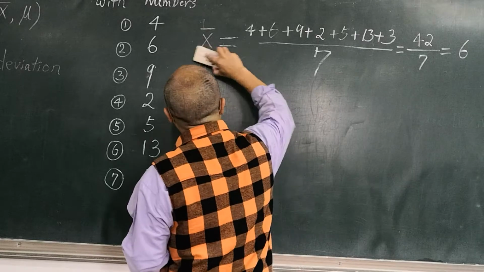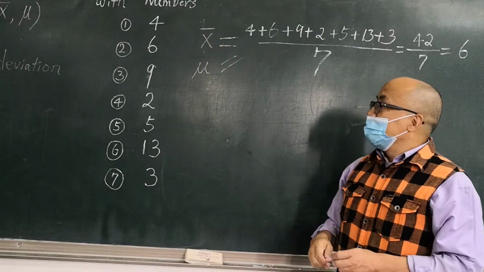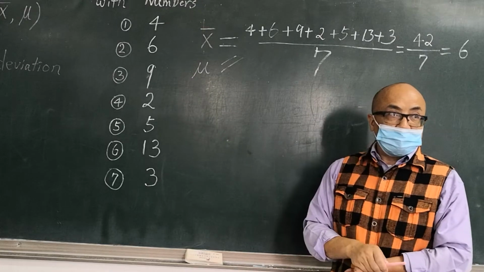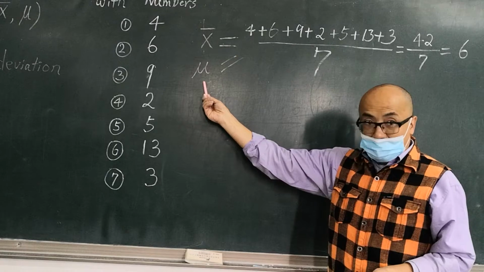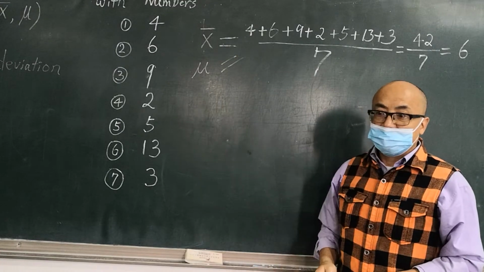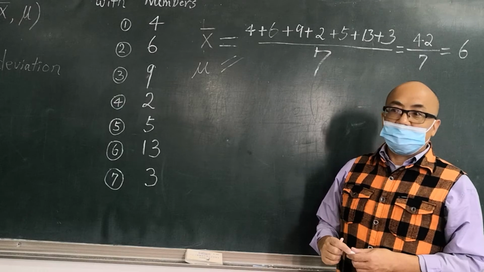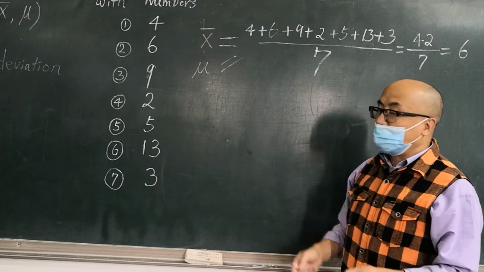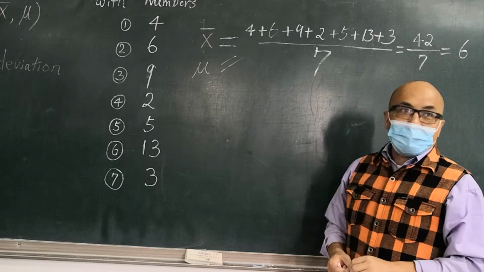I'm sorry, that's no problem. Mu is the population mean. This is a sample mean. This is a population mean. It is on your board, chapter 12. Okay, the mean.